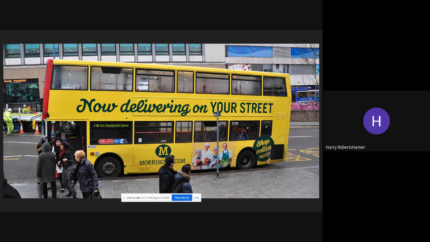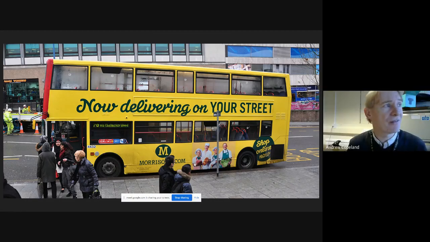The bus. Simple as that. It's what it's stuck on. Format is bus. Simple as that. There's a lot of words, but basically the whole bus is the graphic here. So the format of the graphic is bus, and the purpose is again to promote Morrison's.